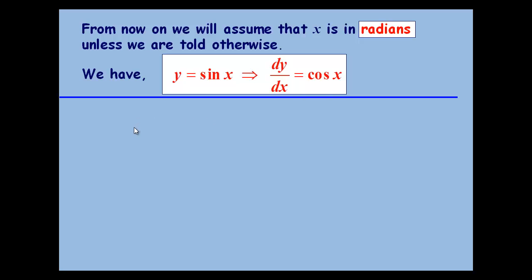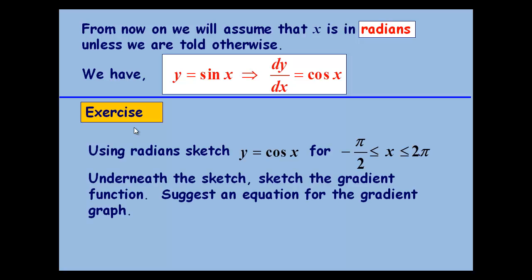And that's our result. Okay, pause the presentation and have a go at this yourselves. Do exactly the same for y equals cos x. If you do it between minus pi over 2 and 2 pi, using sensible points, work out the value of the tangent at those points and see if you can sketch a graph in the same way as we've just done it, and then suggest an equation for that gradient function.